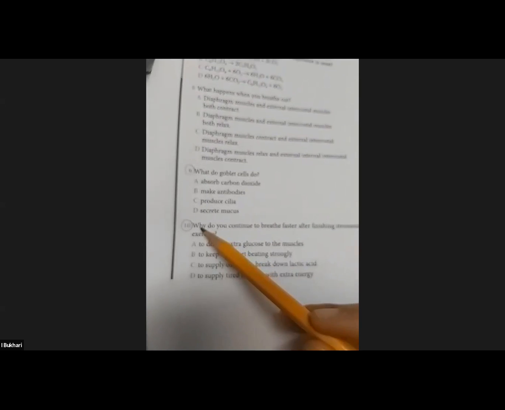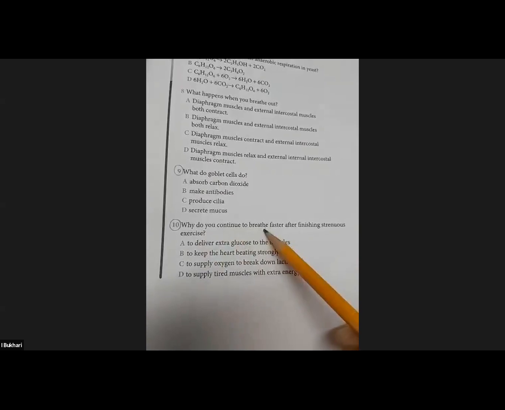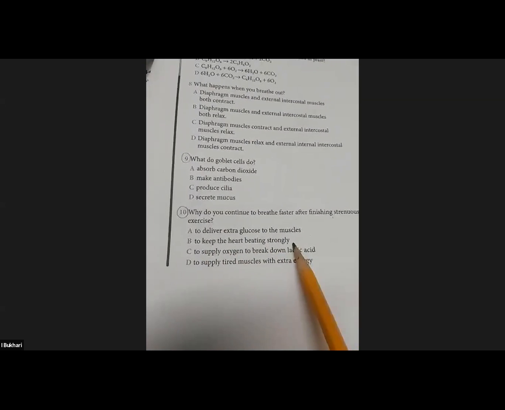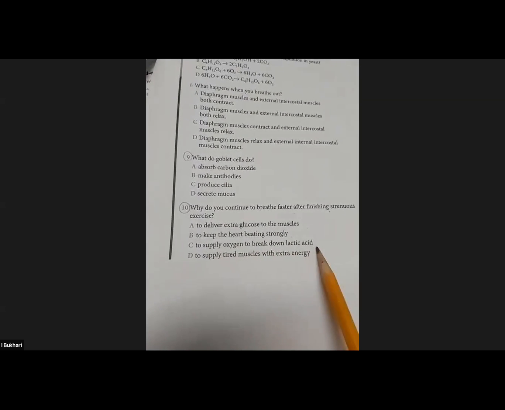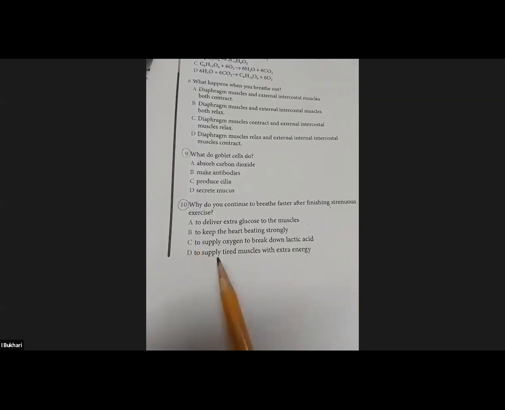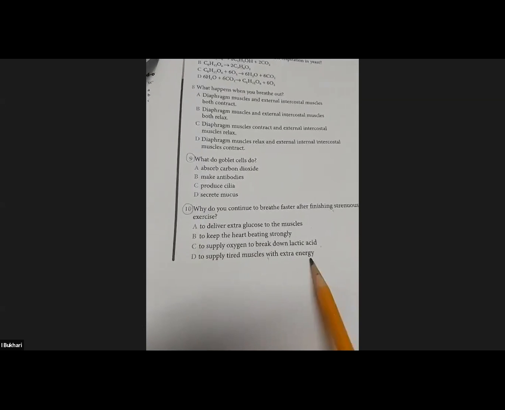Okay, question number 10. Why do you continue to breathe faster after finishing a strenuous exercise? Even after you have sat down after the exercise, you're still panting. A, to deliver extra glucose to the muscles; B, to keep the heart beating strongly; C, to supply oxygen to break down lactic acid; D, to supply tired muscles with extra energy.